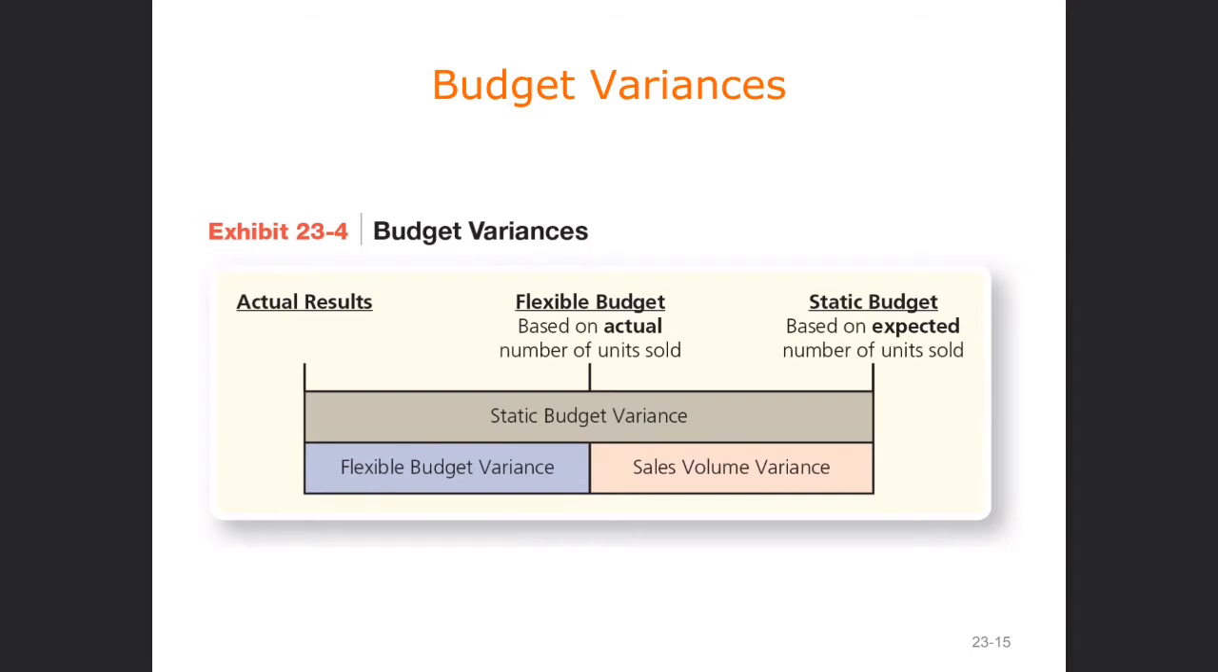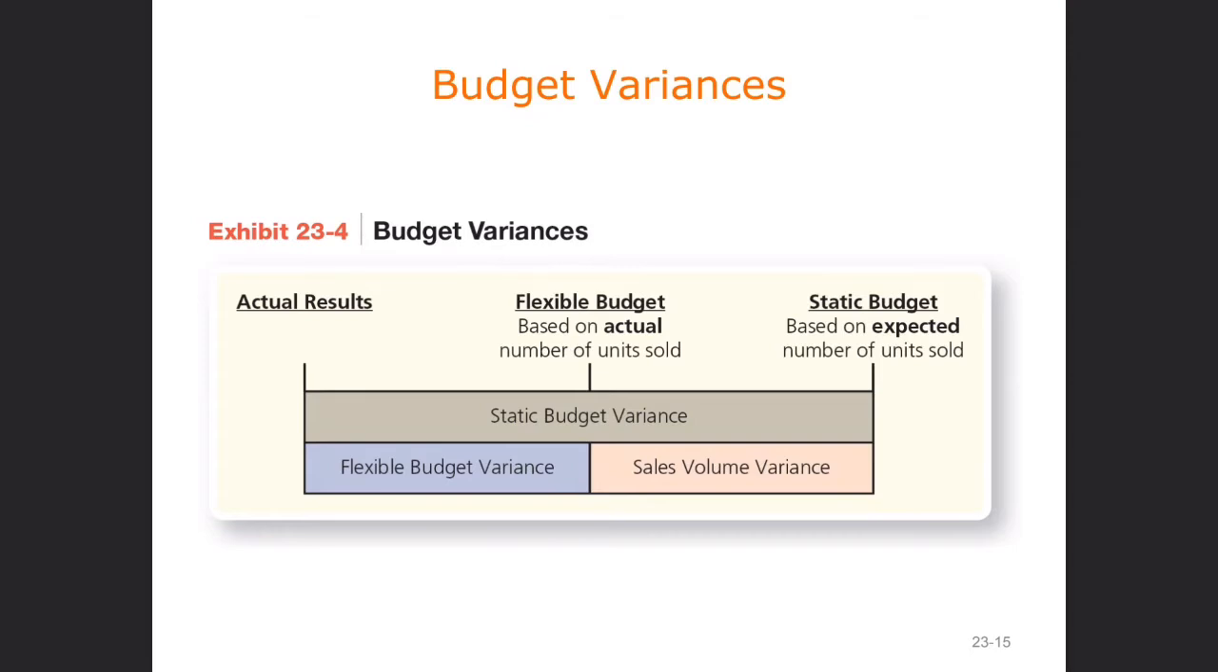When you're looking at your flexible budget variance, this is just looking at the actual results and the flexible budget. It's not looking at static. When you're looking at your sales volume variance, it's looking at the flexible budget and the static budget. This is not looking at actual results. So that's what these colors mean down here.